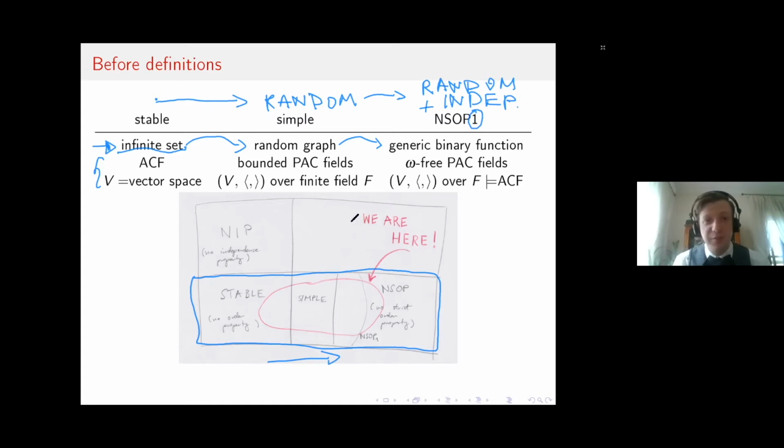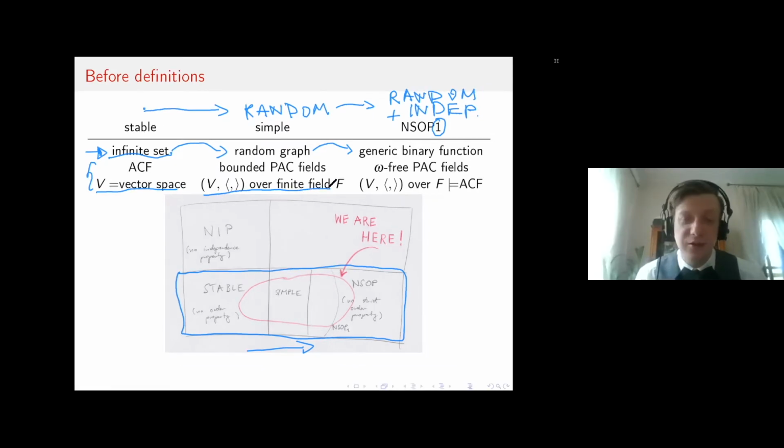Look at the last example with the vector space. You have a vector space, that's a stable thing. Then you have a vector space with a bilinear form over a finite field. This finite field you can still define inside V, so it's not so independent. And in this last case, you actually need a separate sort for this field F to make it work. So F and V, the scalars and the vectors, are independent. They live on independent parts of the structure. And there is also some kind of randomness, as I told you.